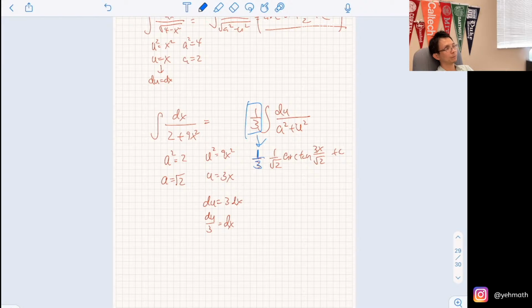Is it 1/3 times 1/√2? Yeah, so 1/3 square root 2. Do you have to rationalize? Not necessary. In this case, it's fine.